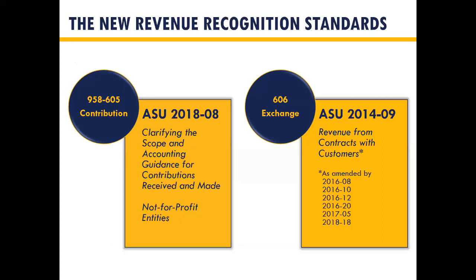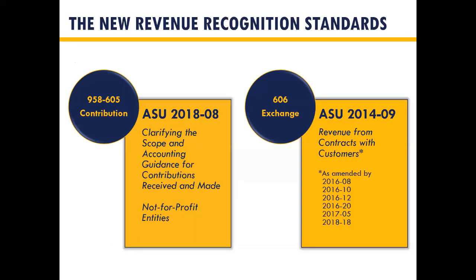So as I mentioned, we have two standards that we're talking about today. The first one is ASU 2018-08, and this is clarifying the scope and accounting guidance for contributions received and made. And then the second one we'll be talking about is ASU 2014-09, and this is revenue from contracts with customers.